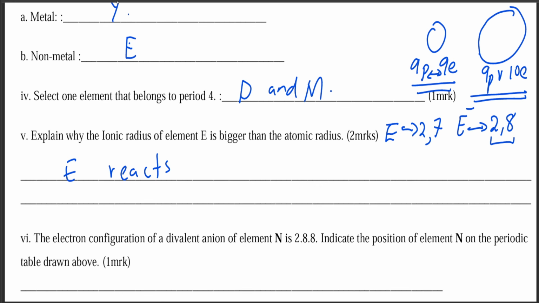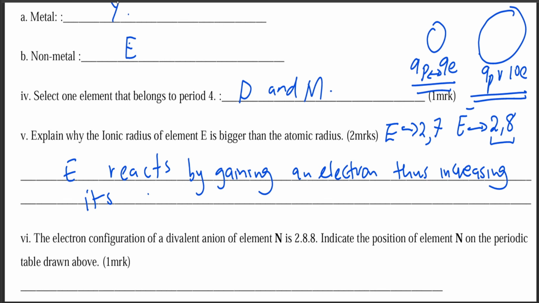Now element E reacts by gaining an electron, thus increasing its radius. So gain electron itaongezeka radius kwa sababu ya due to the repulsion between electrons. That is why the radius increases, repulsion between electrons. Ikiongeza electron, the electrons itakuwa repelled and the radius increases due to the repulsion between electrons.